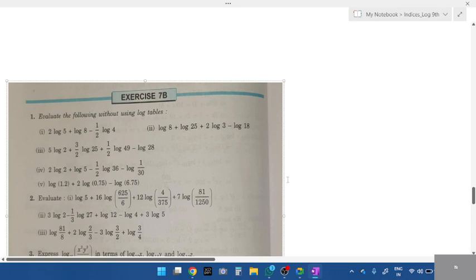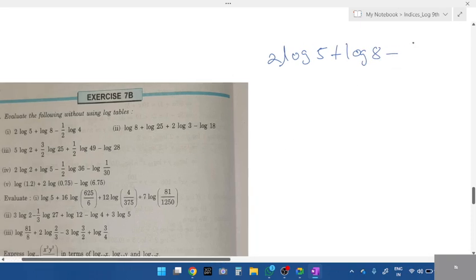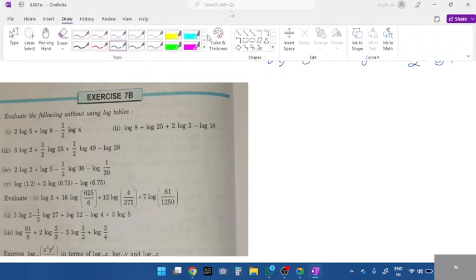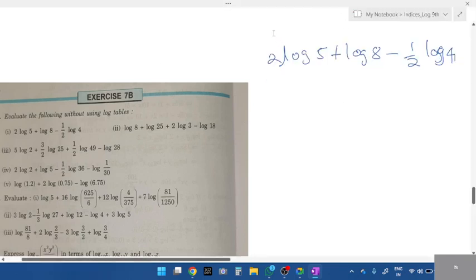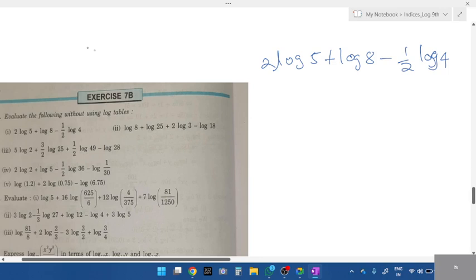Fine, let us apply the rules. Anya, did you understand? Power law, quotient law, product law. Look at the first question, students. What is given? 2 log 5 plus log 8 minus 1 by 2 log 4 is given. When 2 log 5 is given, how do you convert this 2 log 5, students? What happens to this 2? If you shift it, what do you get?